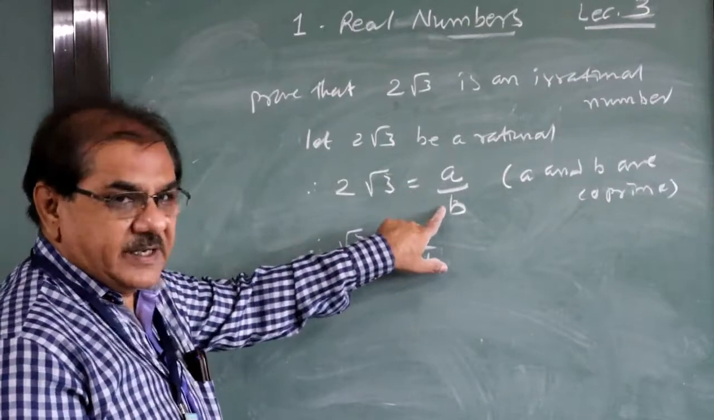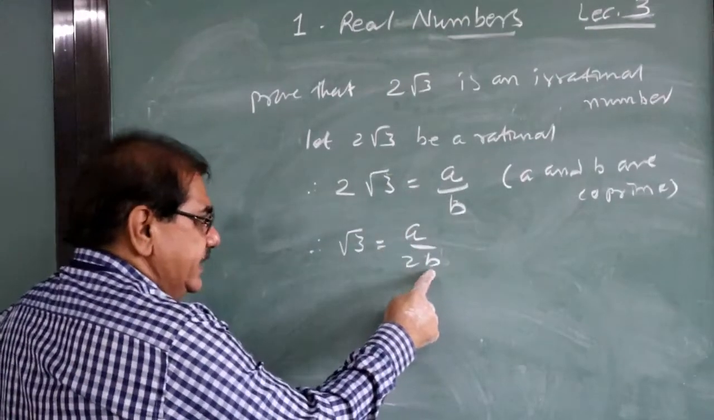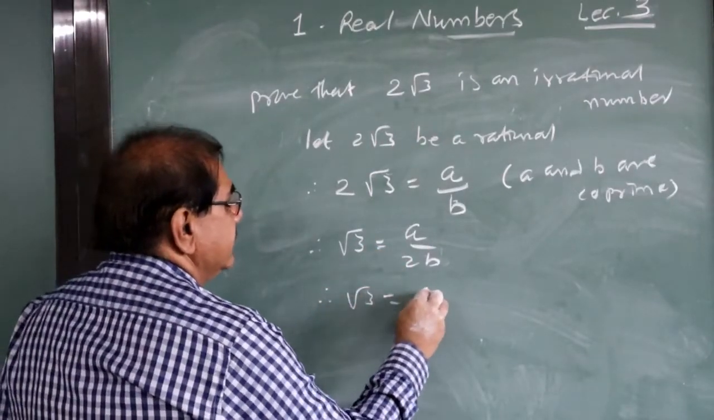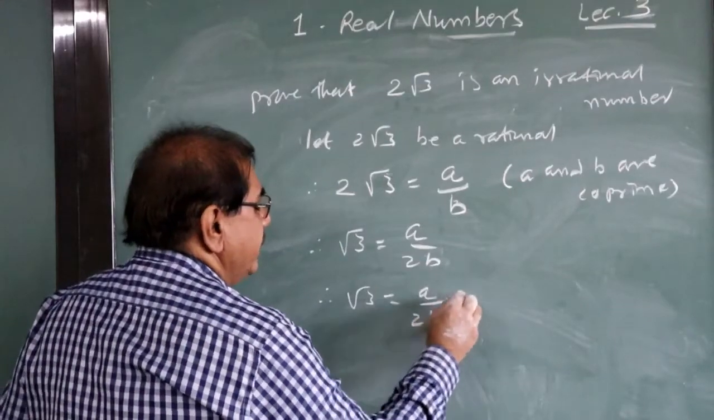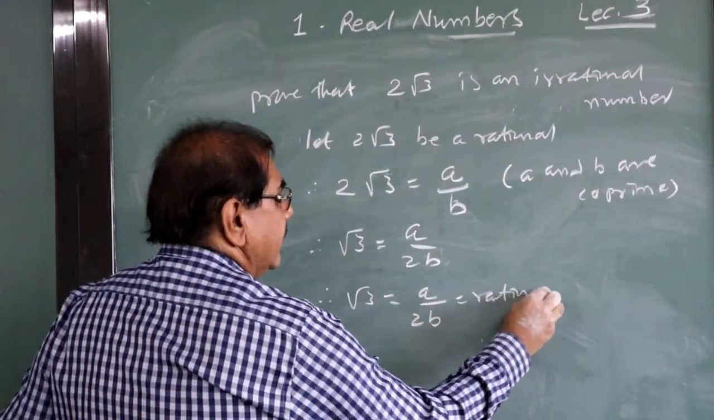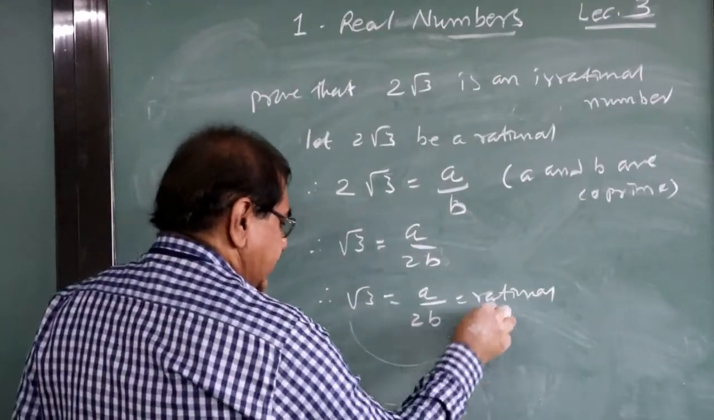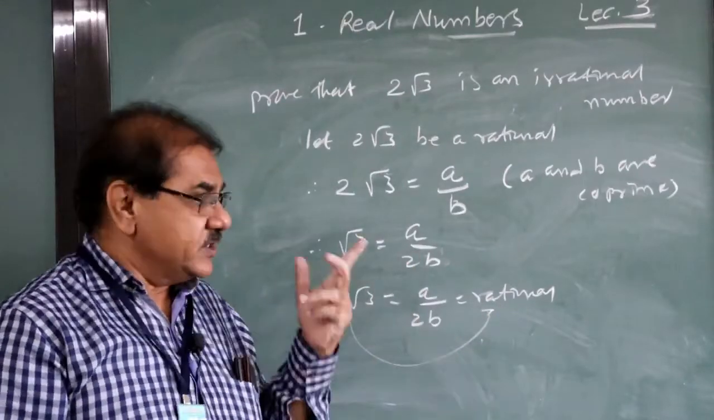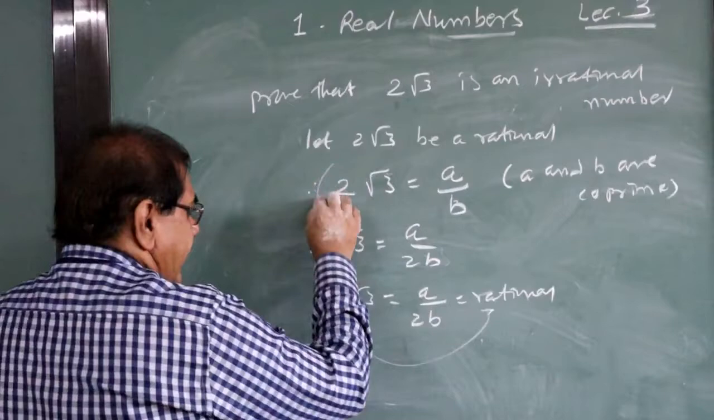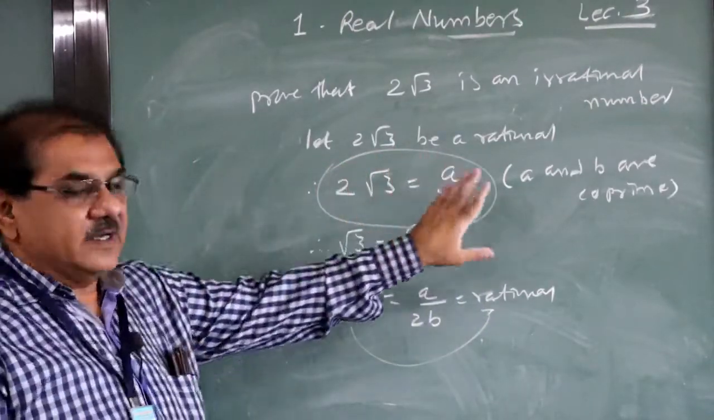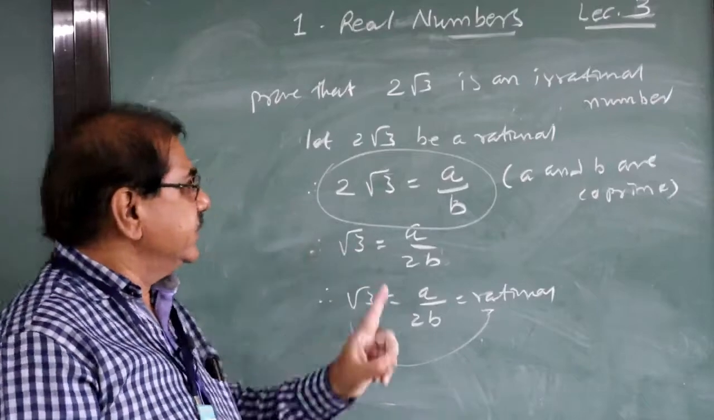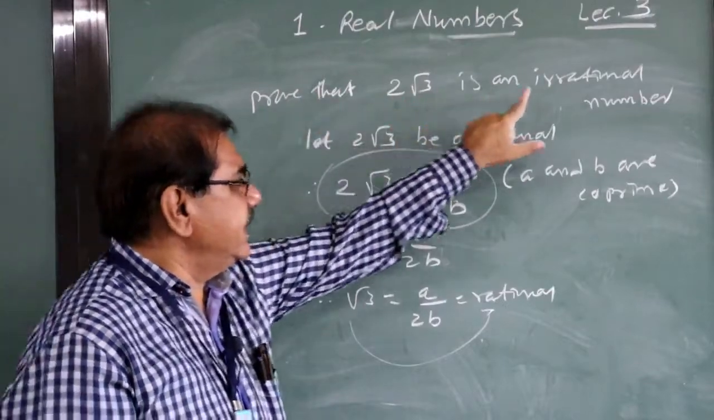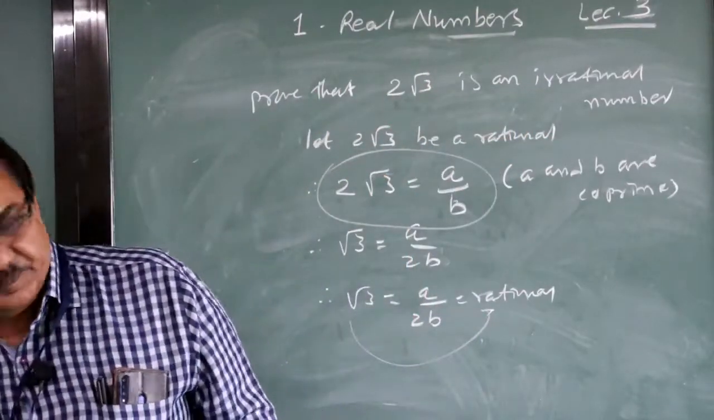Now as a and b are integers, a and 2b also will be integers. So a upon 2b will be a rational number. So I can say root 3 is equal to a upon 2b, which is rational. But we know that root 3 is not a rational number. So one side is rational, one side is irrational. How is it possible? So there is some mistake. What was the mistake? That we assumed 2 root 3 to be a rational number. That was a fault. So we correct it: 2 root 3 cannot be a rational number. So 2 root 3 is an irrational number. Okay?